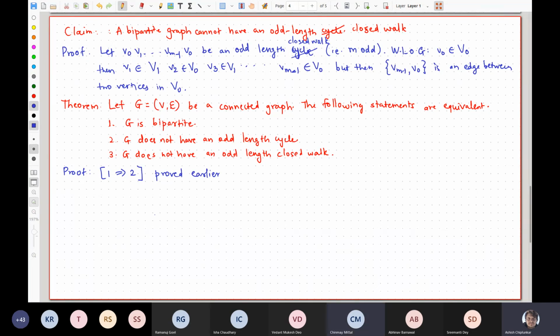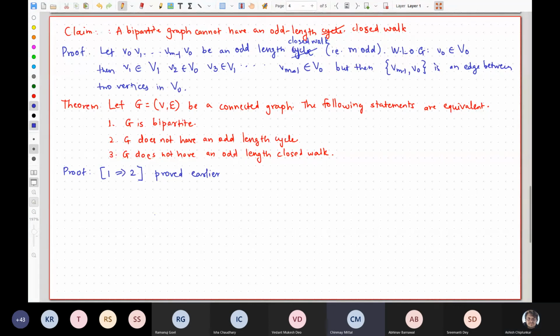2 implies 1. So it does not have an odd length cycle. Then either it won't have any cycle, or it has an even length cycle, or multiple even length cycles. If it does not have any cycle, then it will become a tree. In a tree, if I consider any arbitrary vertex, I call it the root. Then from that root, every other vertex has a unique path. So if that unique path is odd length, I will color them different from the root, and if it is even length, I will color them the same as the root. That way we can prove that all vertices are colored, and no vertices belonging to the same edge have the same color.